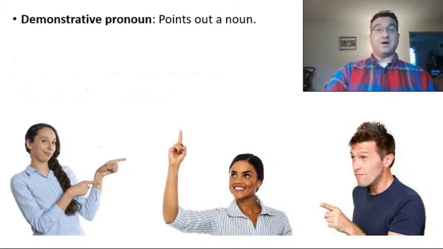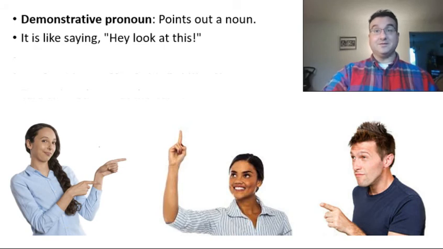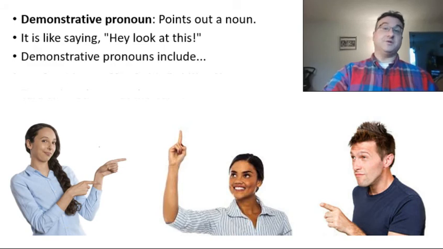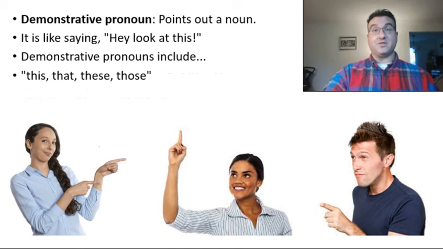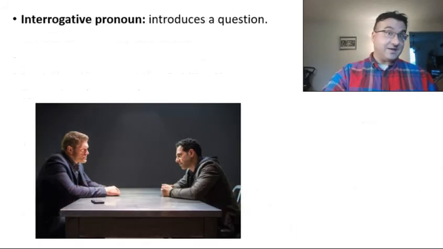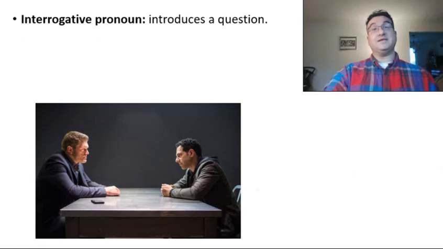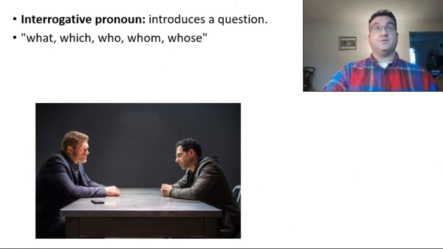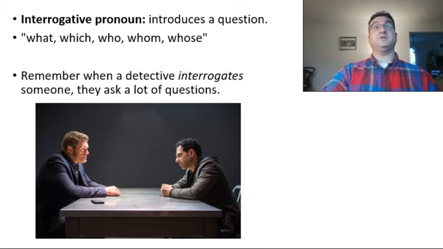Next, we have demonstrative pronouns. Demonstrative pronouns point out a noun. It's like saying, hey, look at this. The demonstrative pronouns include this, that, these, or those. They're a way to demonstrate things. Next, we have interrogative pronouns. These introduce a question. What, which, who, whom, whose. These are all the interrogative pronouns. You can remember that when a detective interrogates someone, they ask a lot of questions. So interrogative has to do with questions.